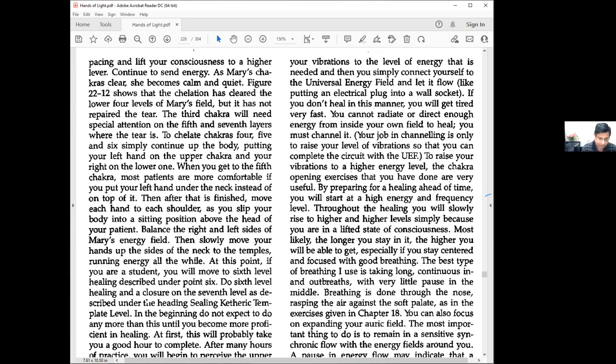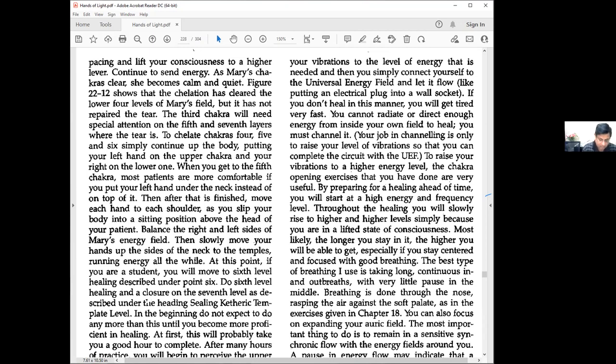When you get to the fifth chakra, most patients are more comfortable if you put your left hand under the neck instead of on top of it. Then, after that is finished, move each hand to each shoulder as you slip your body into a sitting position above the head of your patient. Balance the right and left sides of Mary's energy field. Then slowly move your hands up the sides of the neck to the temples, running energy all the way.